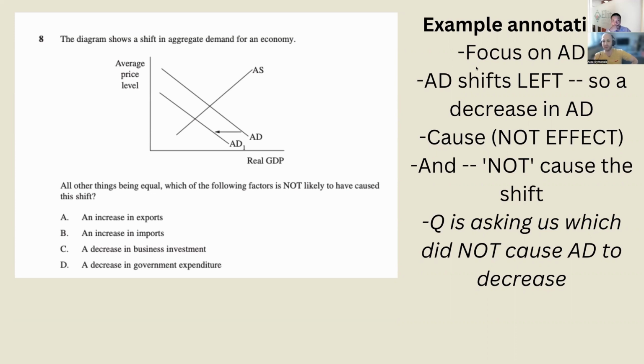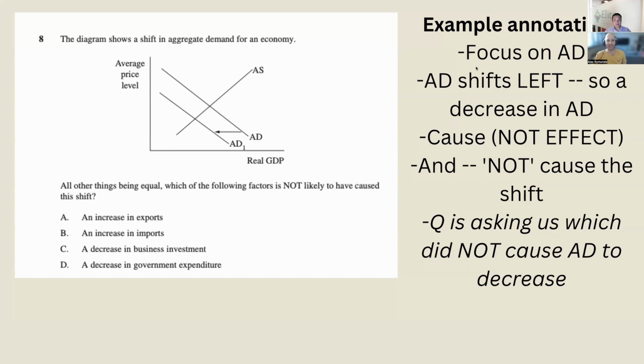It's not an effect question, it's a cause question. And to further complicate it, it's what has not caused this shift. Again, very confusing, but what I'm trying to do is list these annotations down so that I can get clearer in my mind. The question is asking us which did not cause aggregate demand to decrease. In some circumstances, I would actually write down in plain English what the question is asking. So it's asking us which did not lead to a fall in aggregate demand.